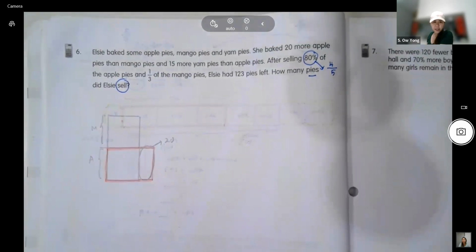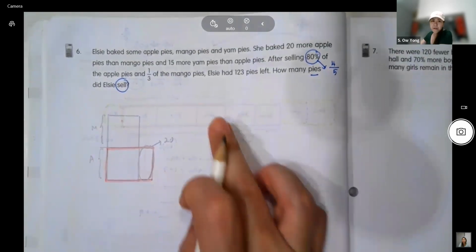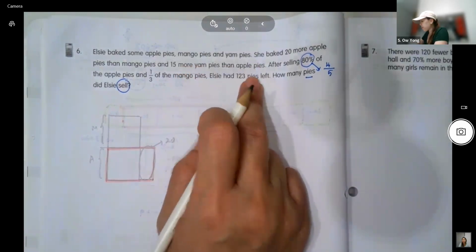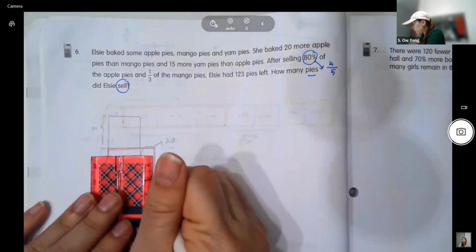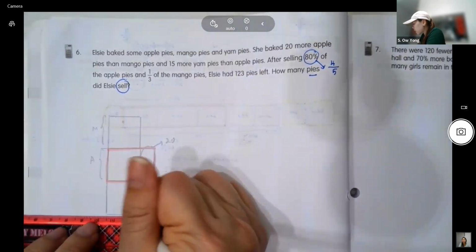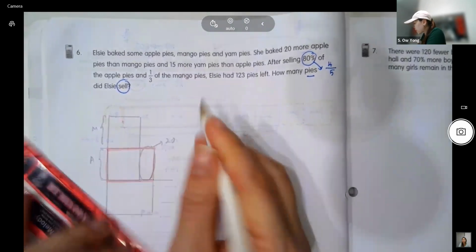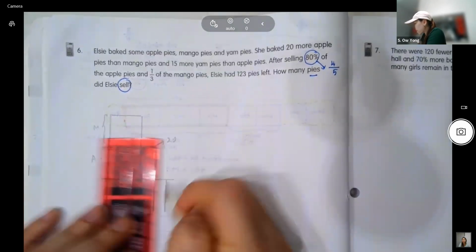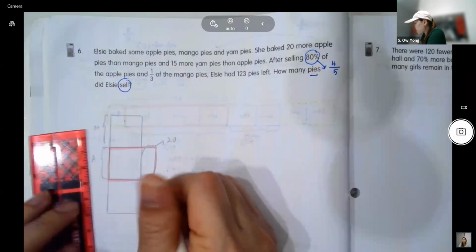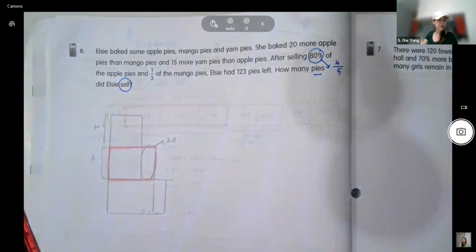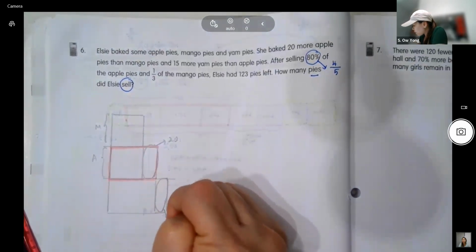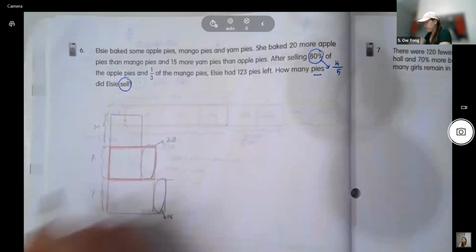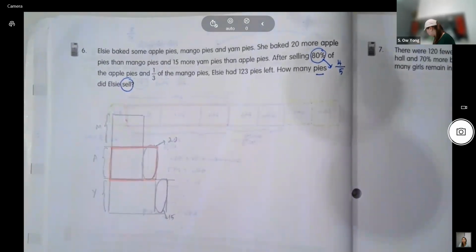Last but not least, they say yam pies, 15 more yam than apple. I am going to draw the same length as apple, but this time I am going to extend a little bit more. How much more? 15 more. This is the 15 more. And the whole thing here is yam. I use purple to show you the yam color.